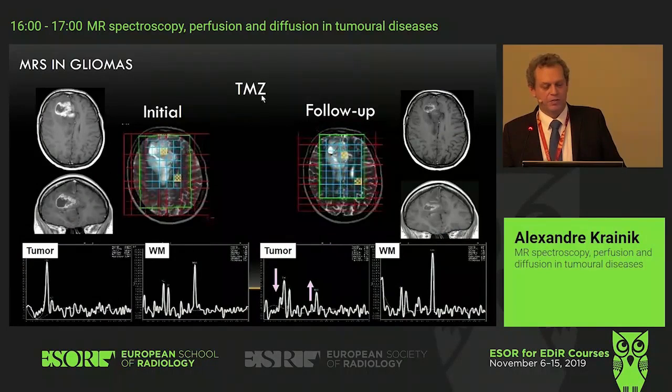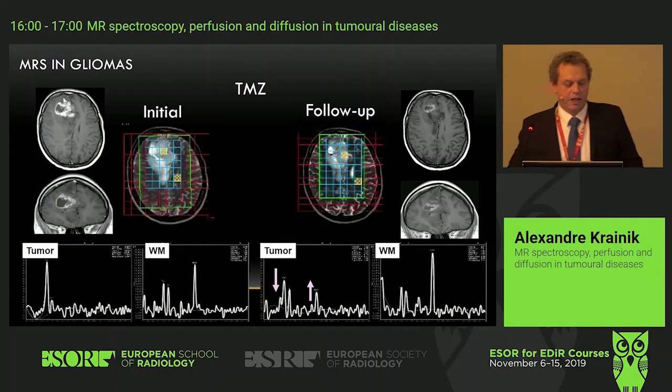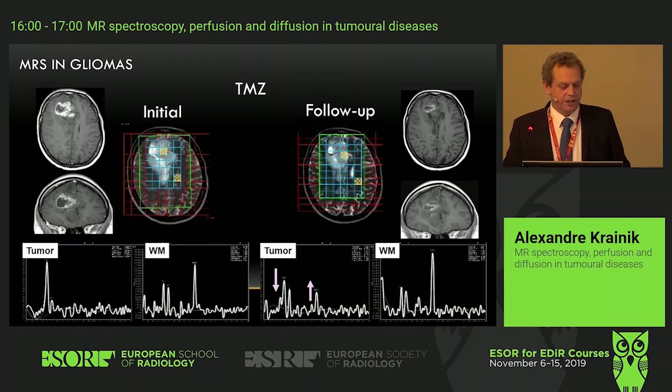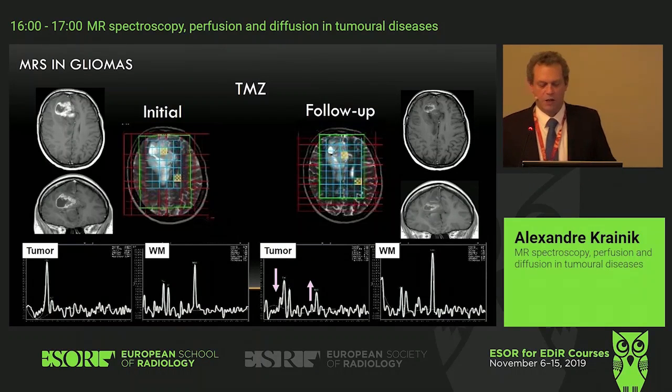Here, a patient with temozolomide. You see, you have a high-grade tumor in this area. You see there's a huge peak of choline, almost no NAA anymore. And during the follow-up, you will start to see this peak of choline decreasing while you see the peak of NAA increasing. And it's in a certain way a marker of efficiency of the chemotherapy.